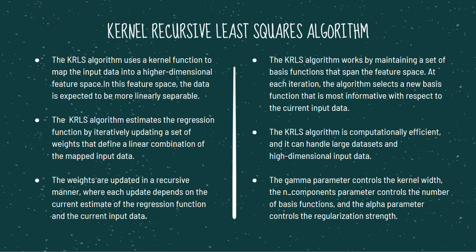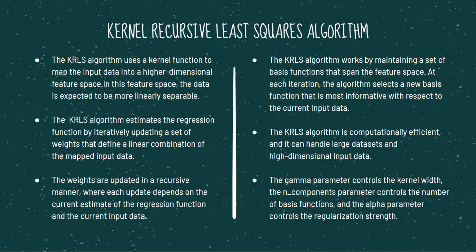Kernel recursive least squares algorithm. The KRLS uses a kernel function to map the input data into a higher dimensional feature space. In this feature space, the data is expected to be more linearly separable. The algorithm estimates the regression function by iteratively updating a set of weights that define a linear combination of the mapped input data. The weights are updated in a recursive manner, where each update depends on the current estimate of the regression function and the current input data.